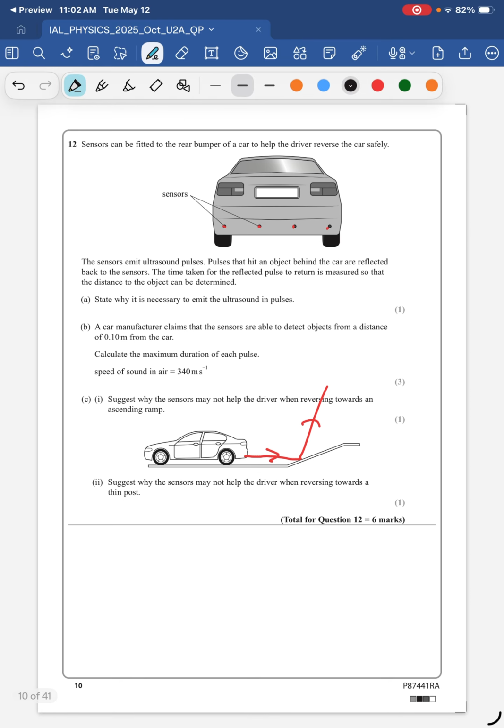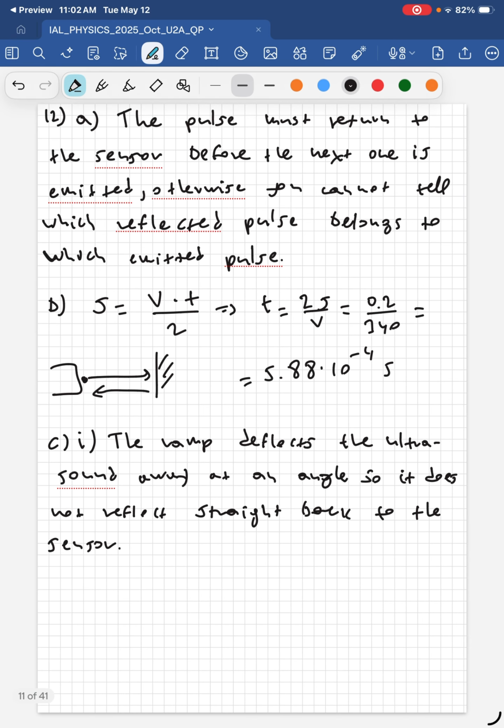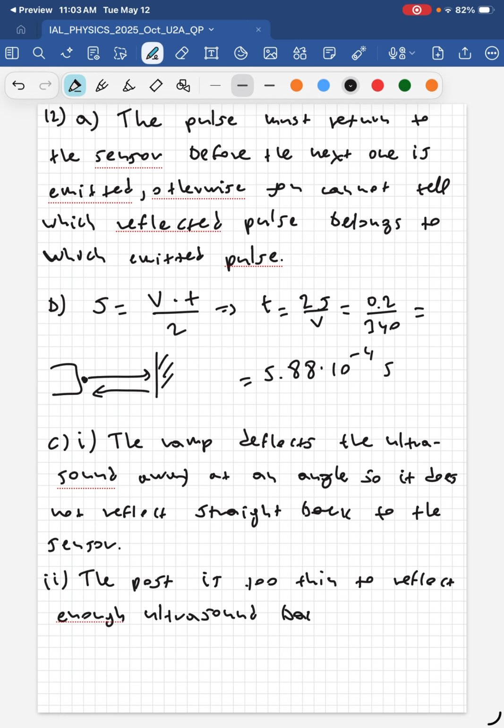Okay. Part 2 suggests why the sensors may not help the driver when reversing towards a thin post. So let's say you have a thin post. So again, the problem is the same. I mean, it might not see it. The pulse might not hit the post. Okay, so that's the problem. So let's write it down. The post is too thin to reflect enough ultrasound back to the sensor to detect it.